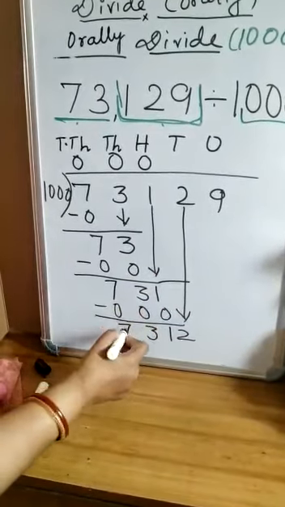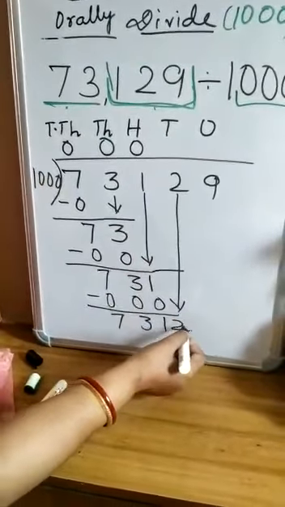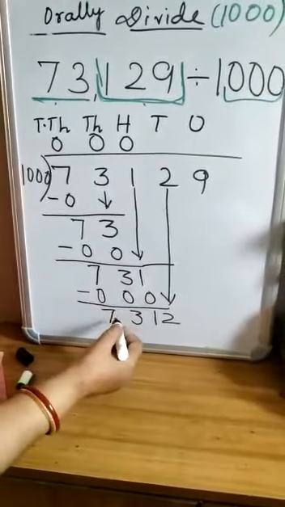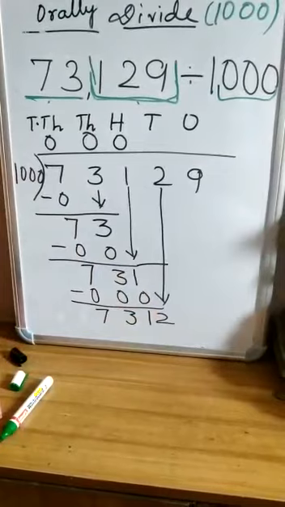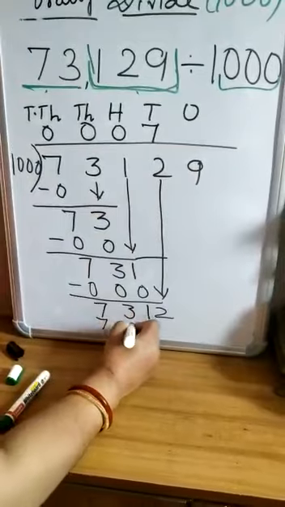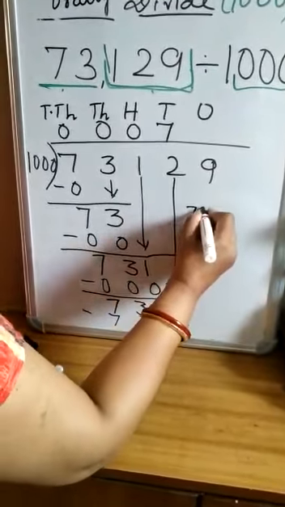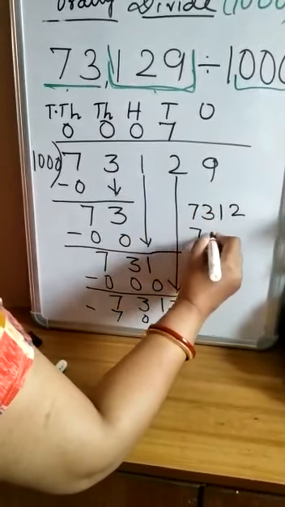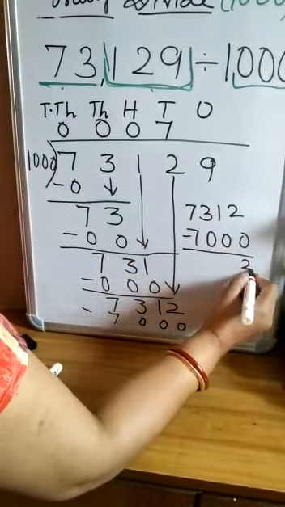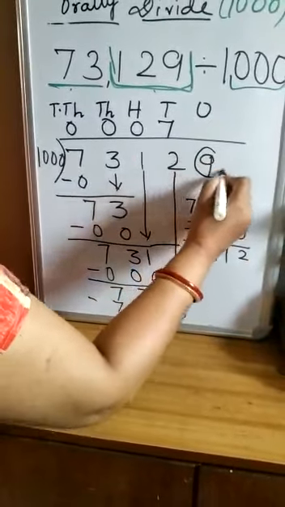Now it becomes 7,312. And what is the value? 7,312 tens. So 7,312 tens will be divided by 1000. Here 7,312 is more than 1000, so I will come to the table. 7 times 1000 is 7,000. Correct? Now I will do the subtraction. 7,312 minus 7,000 gives 2 minus 0 is 2, 1 minus 0 is 1, 3 minus 0 is 3, 7 minus 0 is 7. Now I will put down this 9 here.